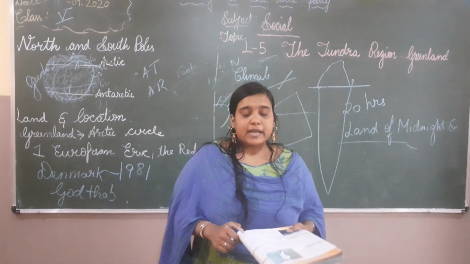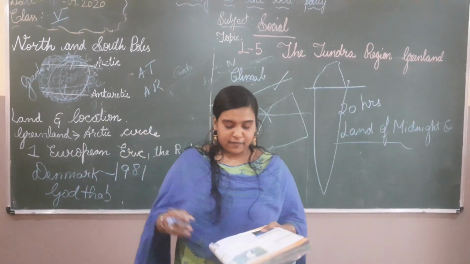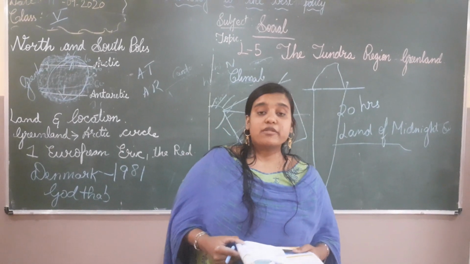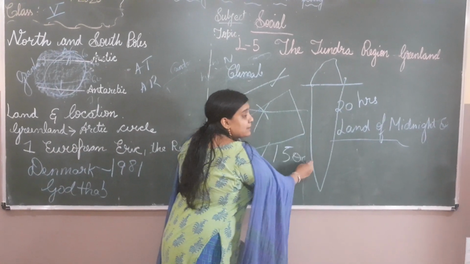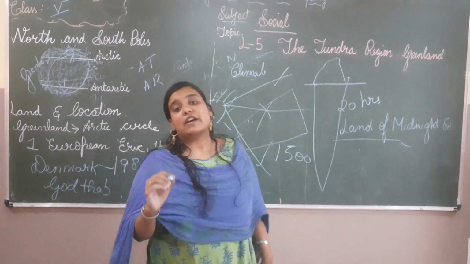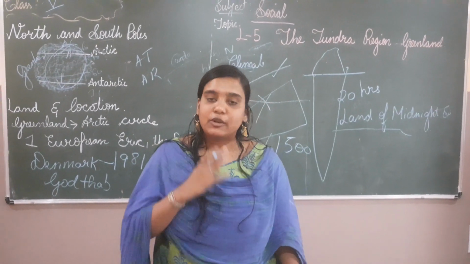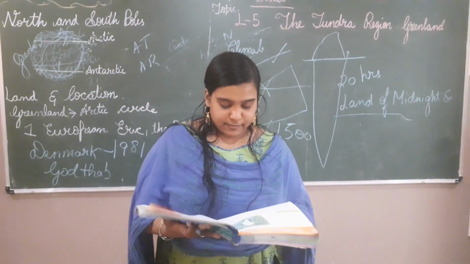80% of the island is covered with a thin ice sheet, with snow itself. The average thickness of ice is about 1,500 kilometers. The average is 1,500 kilometers. Imagine how it will be at the maximum. If the average is 1,500 kilometers, imagine the maximum.